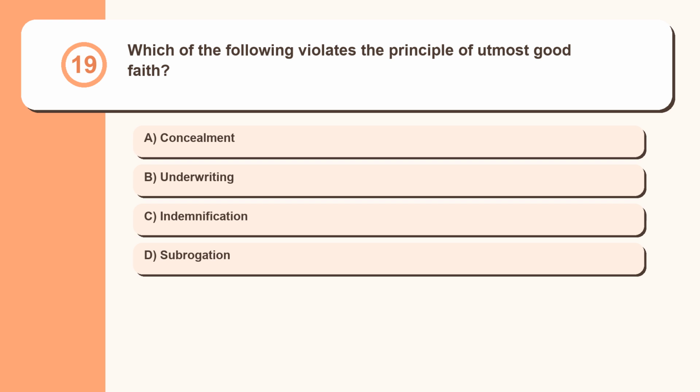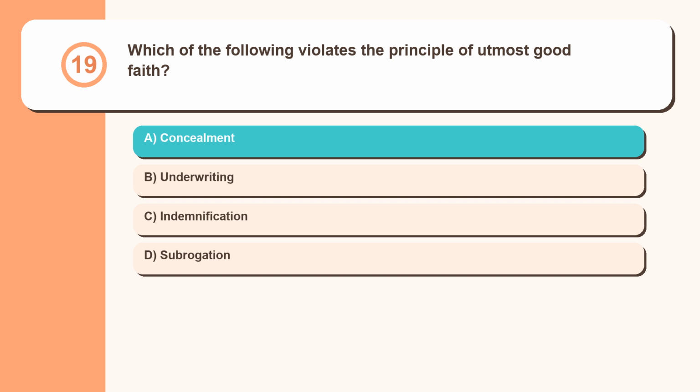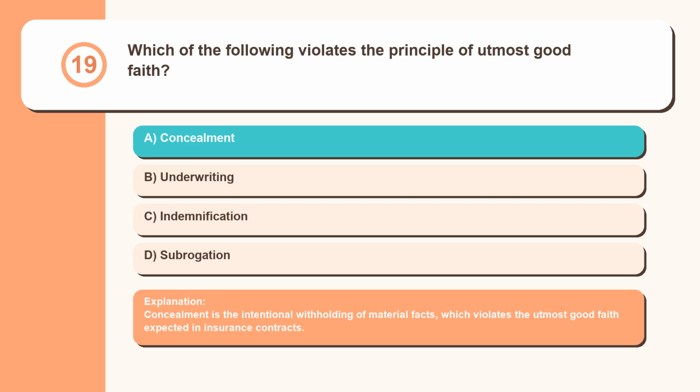Question 19. Which of the following violates the principle of utmost good faith? Concealment, underwriting, indemnification, subrogation. Concealment is the intentional withholding of material facts, which violates the utmost good faith expected in insurance contracts.